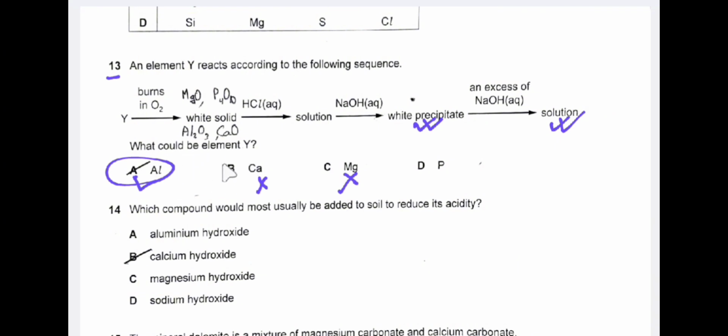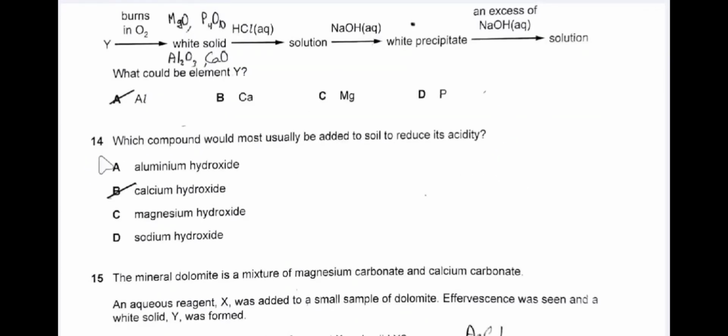And you can find this at the end of the P3 question paper, that is the information that we have been given. In question number 14, which compound would usually be added to the soil to reduce its acidity? So what is usually being used? You have to remember that calcium hydroxide is usually used to reduce the acidity of the soil. So the answer is B.